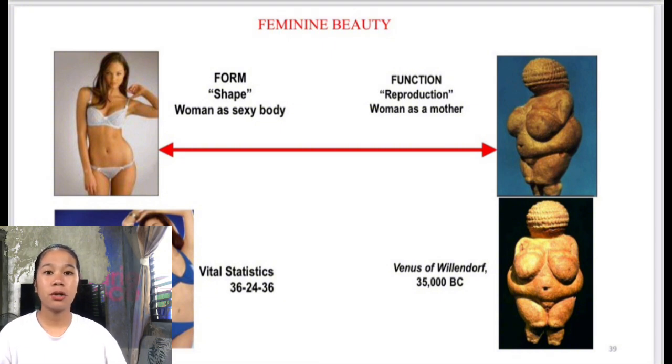Overall, the image prompts a critical examination of the concept of feminine beauty. It encourages viewers to consider how societal expectations, historical influences, and cultural norms have shaped our understanding of what it means to be beautiful.